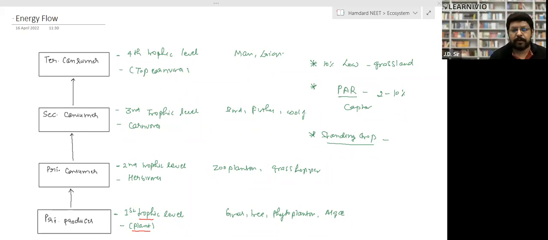So you got all the trophic levels and all that, right? One more important thing which I want to share with you: what is the 10% law? The 10% law says that when one organism eats another one, only 10% of the energy is transferred from one trophic level to another. For example, if there is 100 calories of energy in the producer, when the primary consumer eats it, it will get only 10%. The rest, 90%, will go to waste.